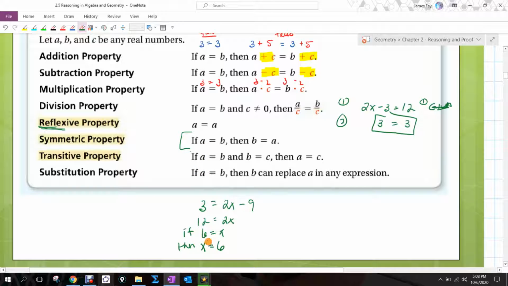Where a is my 6, my b is my x. Then I can say b, which was x, is the same as 6, which was my a. You can flip an equation and still have a true equation. That's all the symmetric property says.